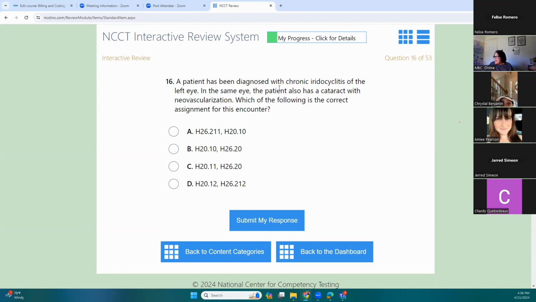A patient has been diagnosed with chronic iridocyclitis, oh goodness, I can't talk today, of the left eye. In the same eye, the patient also has a cataract with neovascularization. Which of the following code is the assignment for this encounter?